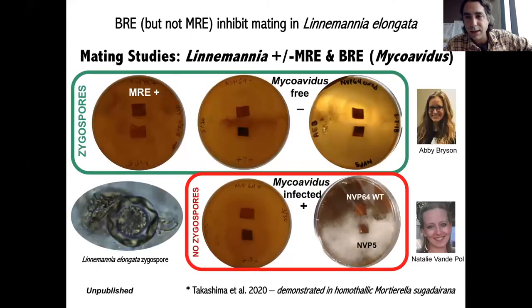So how about mating? Teresa yesterday showed that with mycetohabitins, they are required for mating in Rhizopus. We see the opposite here for our Burkholderia related endobacteria. If they're present, it prevents mating in Mortierella. And so we showed this in a heterothallic species, Linnemannia elongata. Takashima showed this last year, they published it, in a homothallic fungus where it was sterile until they cleared the bacteria out with antibiotics, and then they got zygospore production. So that was kind of cool. And it showed this same thing that our work was showing.